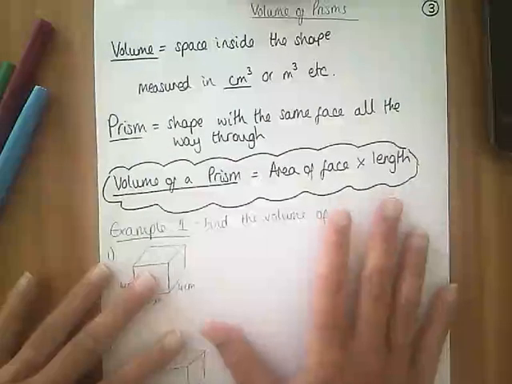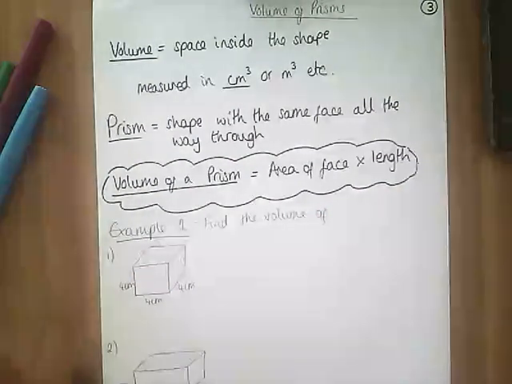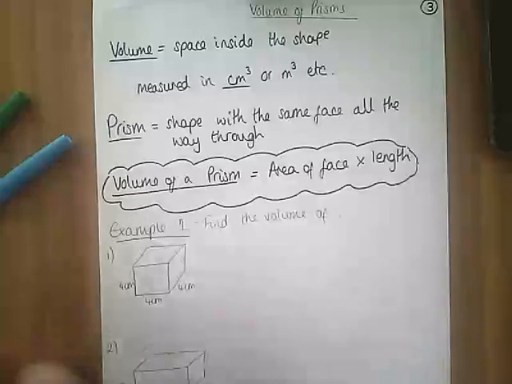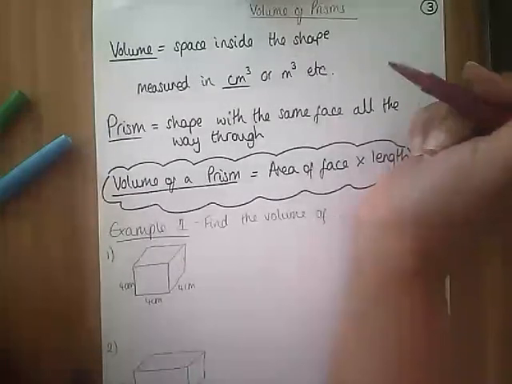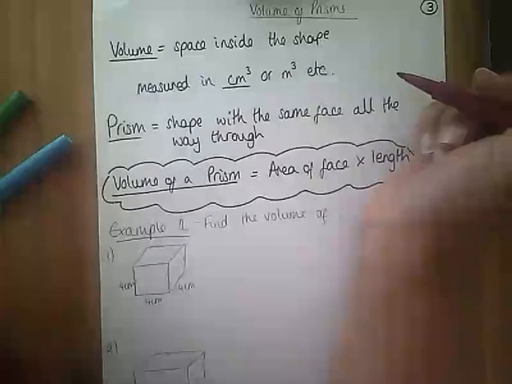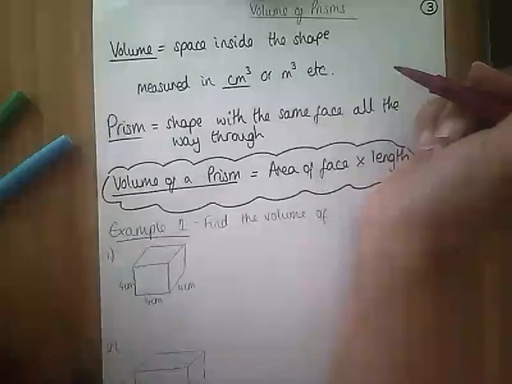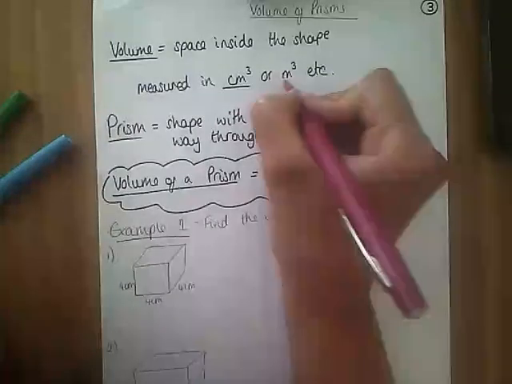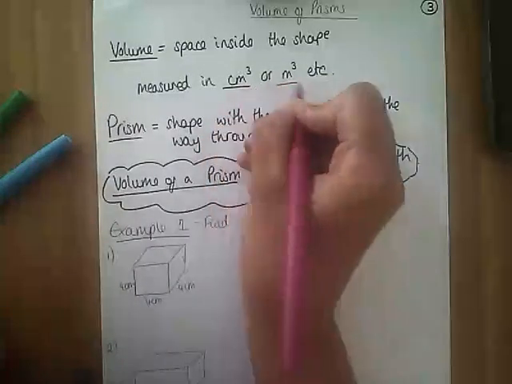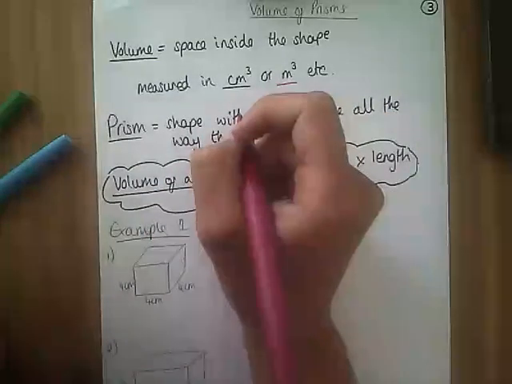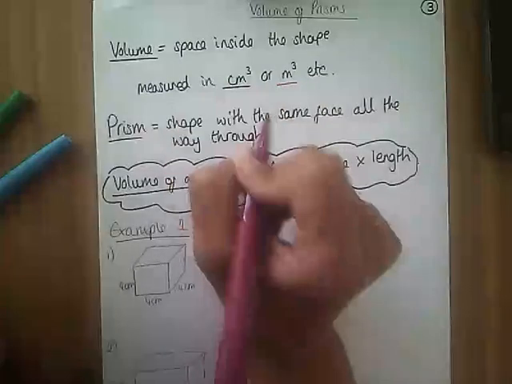Okay, so we're going to continue our work on 3D shapes and we're going to look at how we calculate the volume of a shape. Volume means the space inside a shape. So if you had a bigger volume of bottle, you could put more water in that bottle than you could in a smaller bottle. The higher the volume, the more space inside that shape. We measure it in centimetres cubed or metres cubed or millimetres cubed, or whatever the measurement is, cubed. So area is squared, volume is cubed.